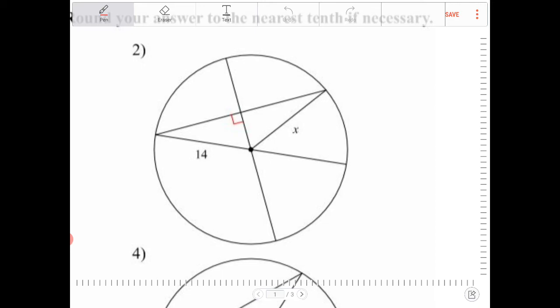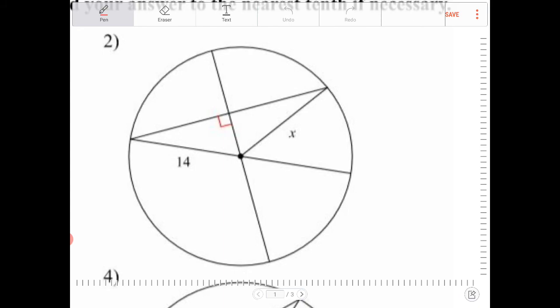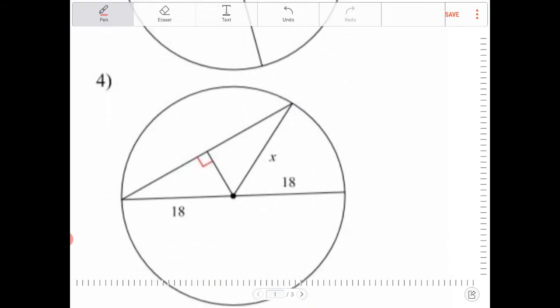So I noticed that I have a couple of different chords here. I see two diameters and I see two other chords. I noticed that this length x stems from the center, so therefore x must equal 14. Okay. Question number 4.